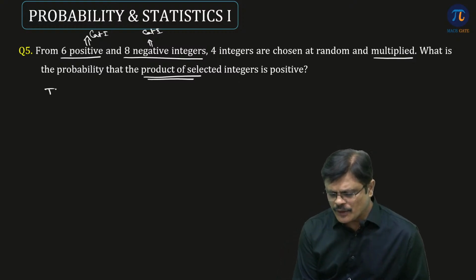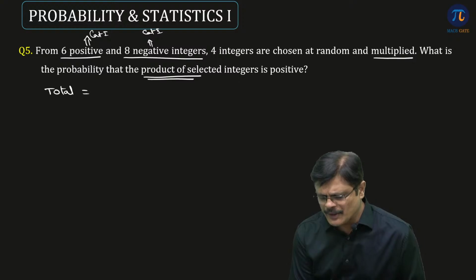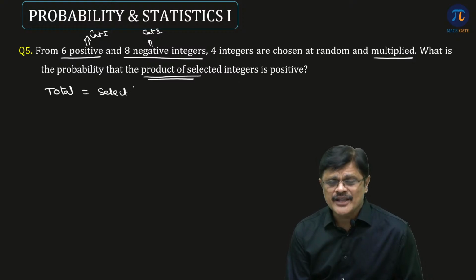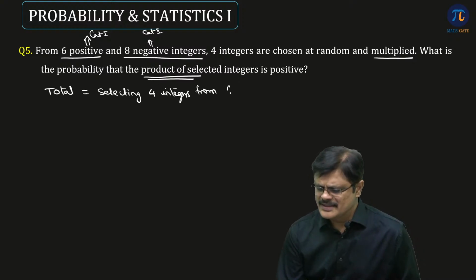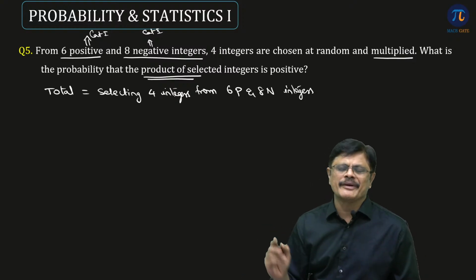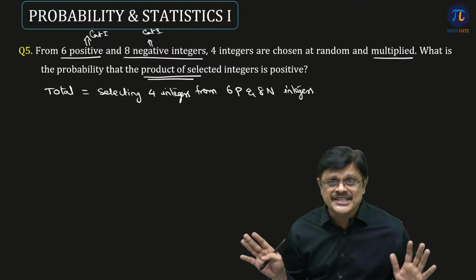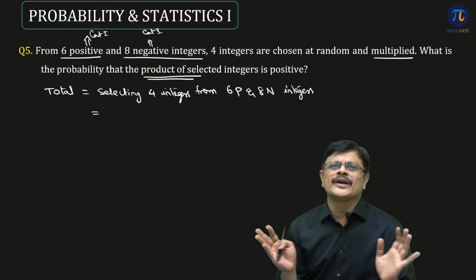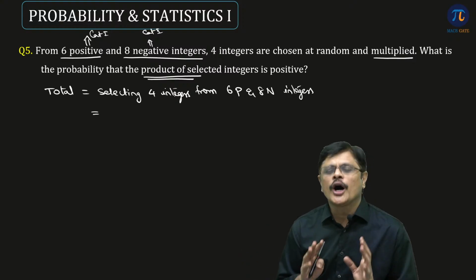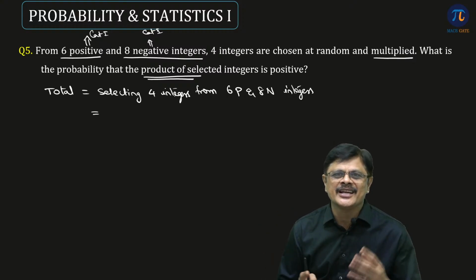So first of all, without any restriction, what is the total probability? That is, we want the number of ways of selecting 4 numbers, or 4 integers, from 6 positive and 8 negative integers. How many ways can you select 4 integers from 6 positive and 8 negative integers? It is without any condition. So what is the answer? It does not matter whether they are positive or negative, sir. Total 12 numbers are there. From that you are selecting 4 integers.